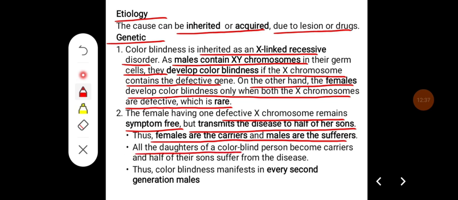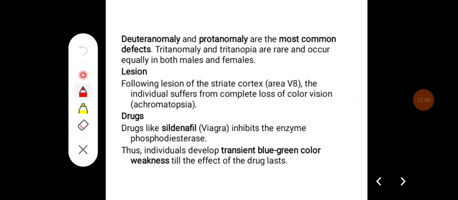All the daughters of a colorblind person become carriers and half of their sons suffer from this disease. Thus, color blindness manifests in every second generation of males. Deuteranomaly and protanomaly are the most common defects. Tritanomaly and tritanopia are rare and occur equally in both males and females.